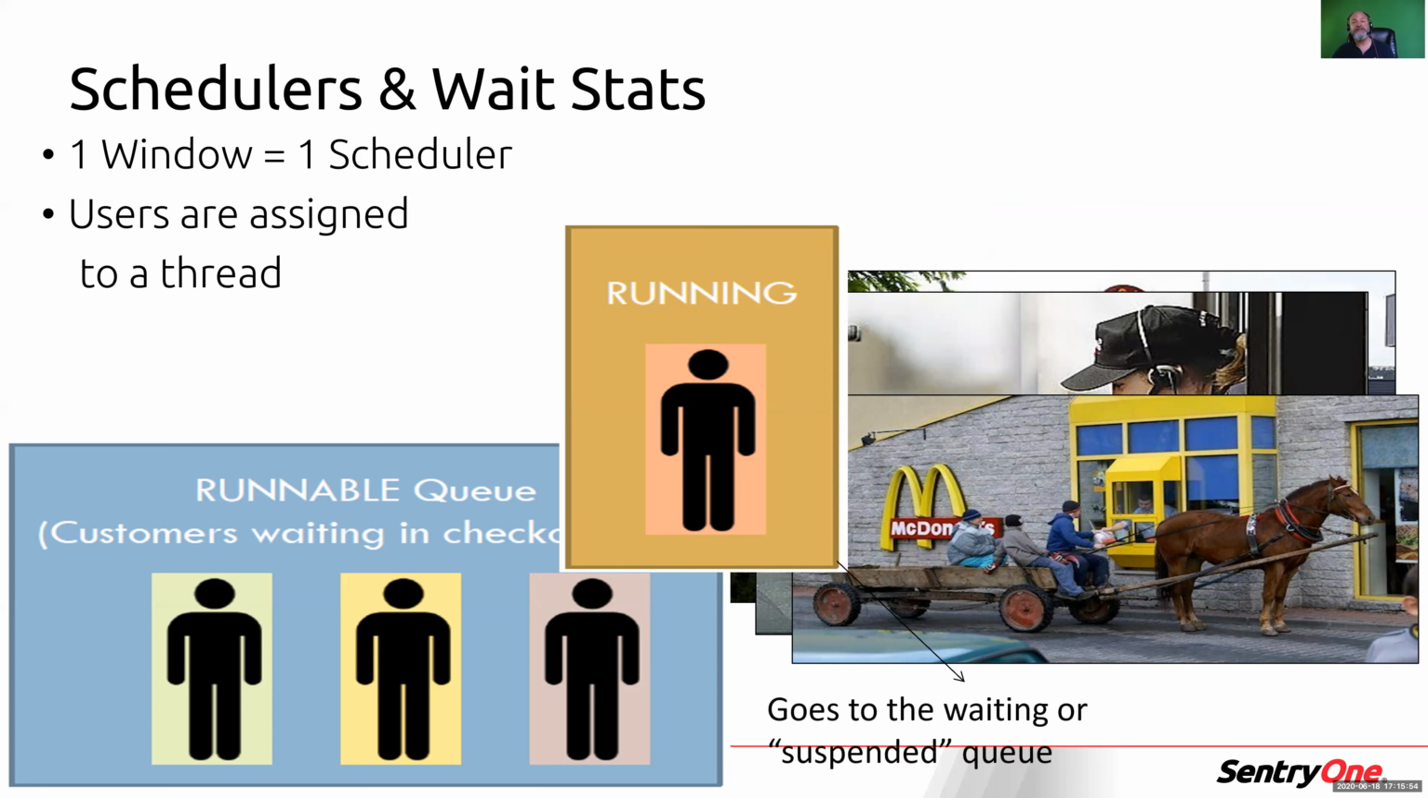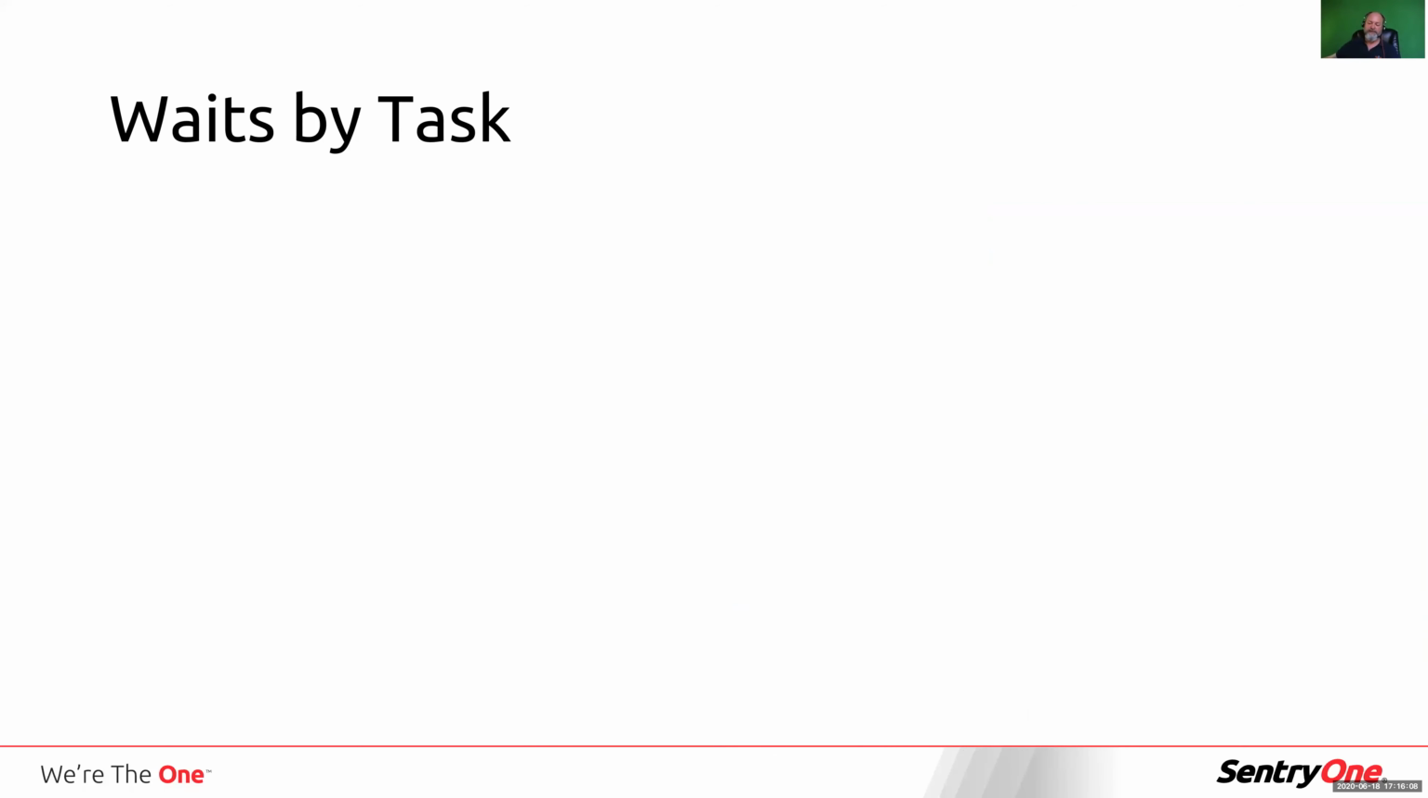So what SQL Server says to that SPID is, just like the fast food place said to me, step out of the way, please. Go to the waiting queue, also known as the suspended queue. And someone who's in the runnable queue gets to step up now onto one of those CPUs, one of the cores, and get their work done.